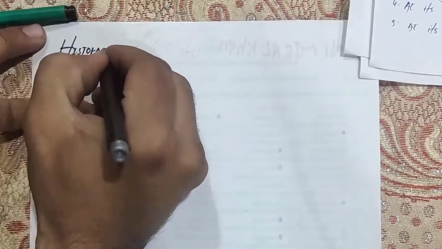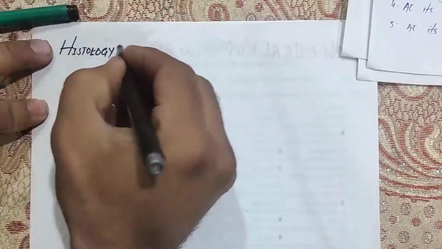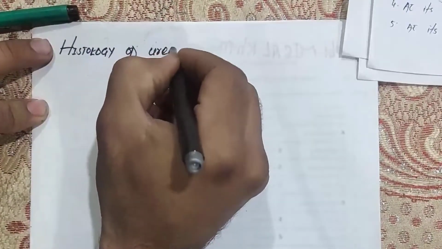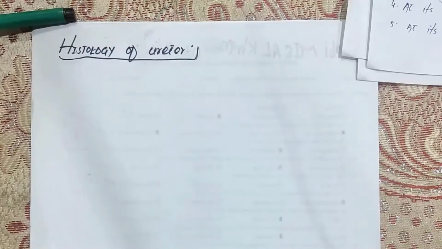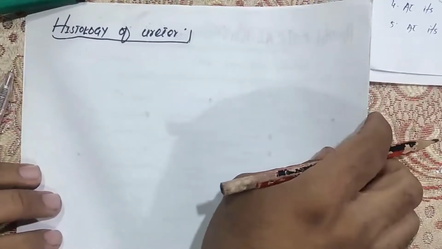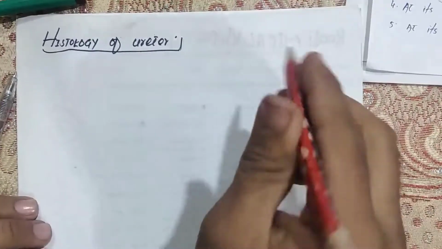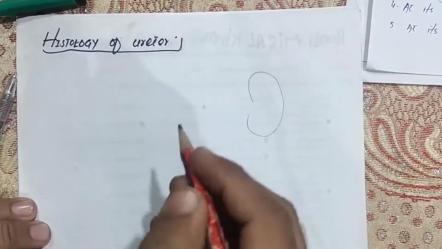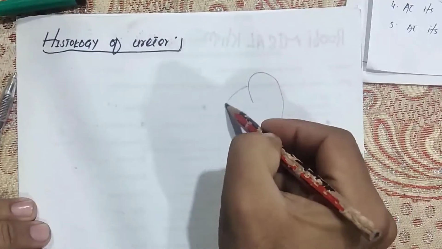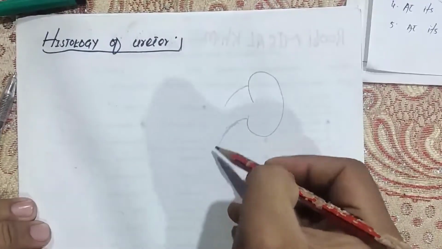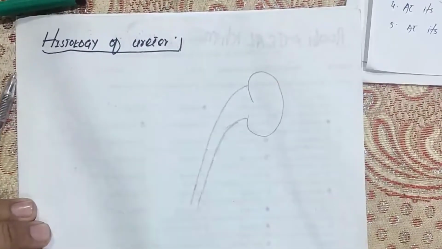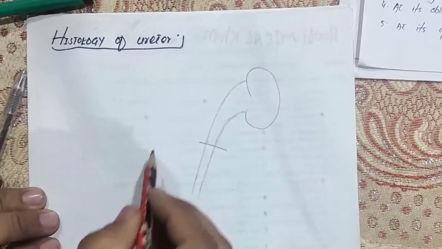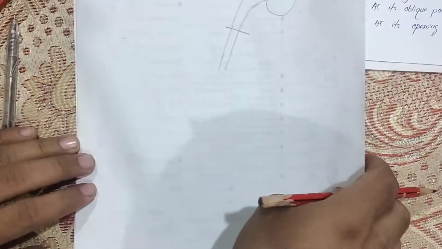Histology means the structure and the composition of the ureter. Look carefully. I will take the tube and make a section of that tube, and we will see all the structures and all the layers of the ureter in a clear way. So if this is your kidney, and here is the emergence of the ureter, so this is your ureter, like this. Now we will take a section here, and we will draw it in another diagram.